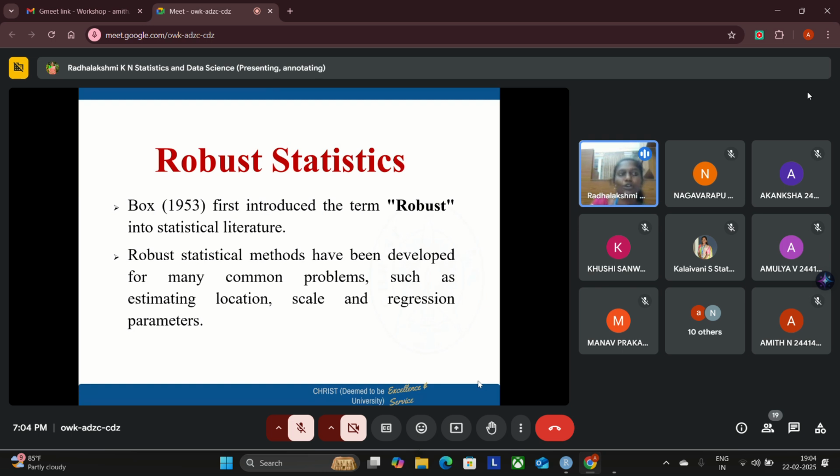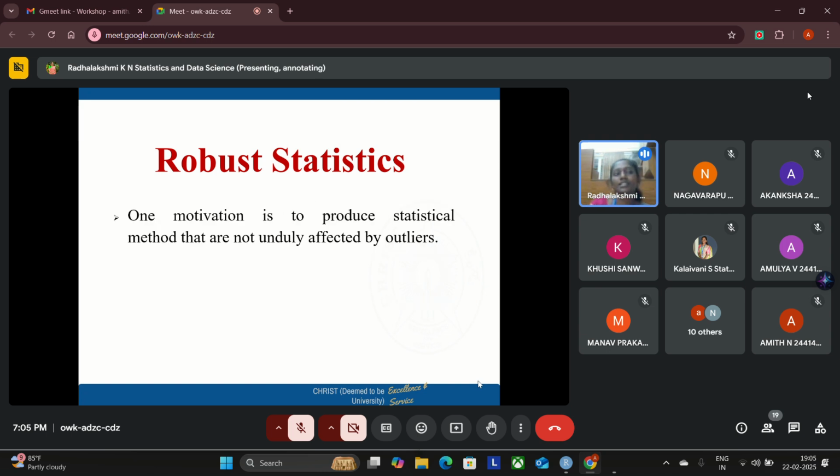In this session we are only dealing with robust regression procedures. Before going into robust regression, we take a brief look at what location and scale parameters are in robust statistics. First, robust statistics is mainly focused on two motivations. The first motivation is to produce a statistical model that is not unduly affected by outliers. We are very much concerned about outliers.